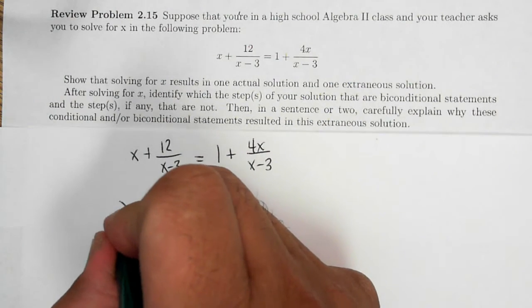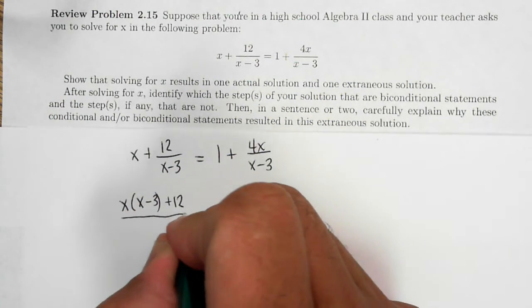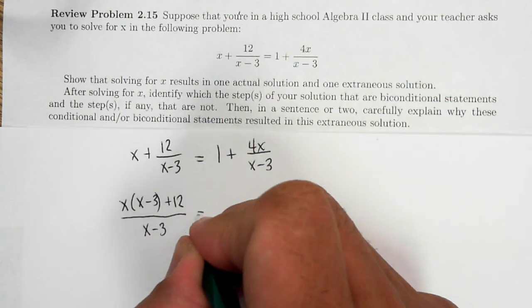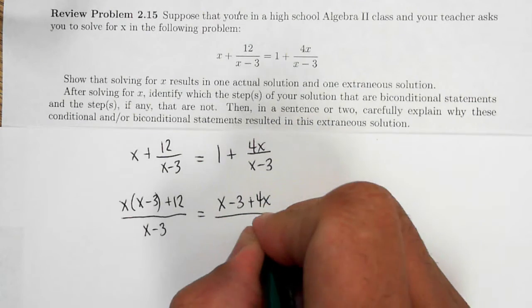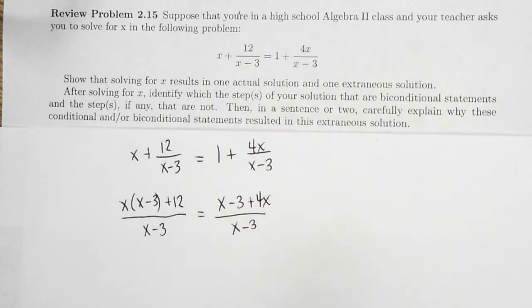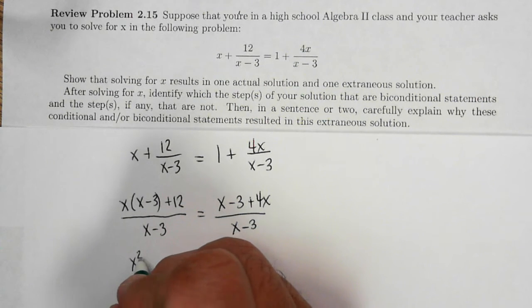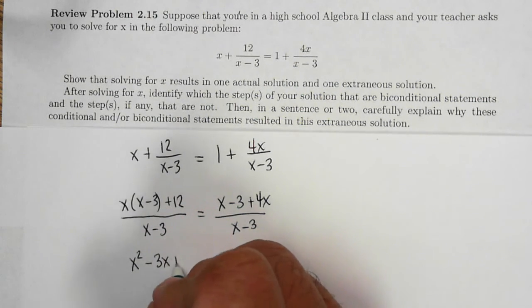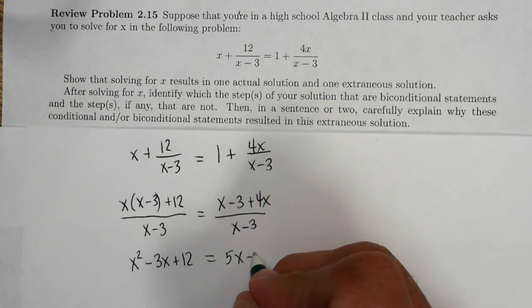Then if I get a common denominator, x times x minus 3 plus 12, all over x minus 3, is equal to x minus 3 plus 4x over x minus 3. Okay, so I can clear out the denominator. If I multiply out the top, I get x squared minus 3x plus 12. On the other side, I get 5x minus 3.